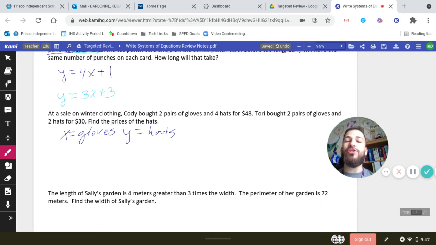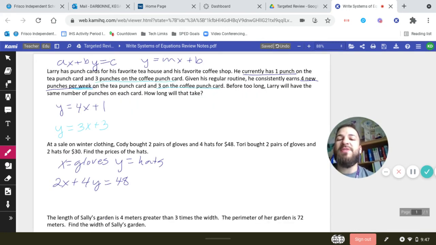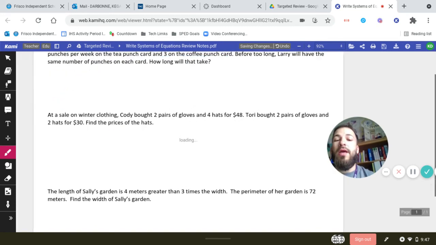So Cody bought 2 gloves and 4 hats for $48. So I write that as 2x plus 4y equals the total. Okay, and that's just like our equation, ax plus by equals c.